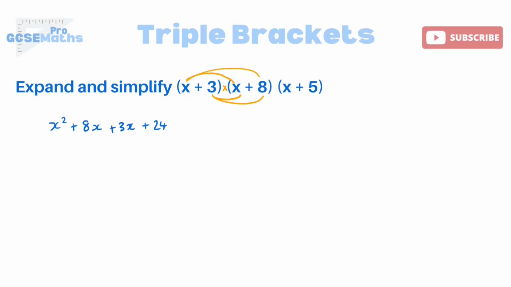So I've expanded that. Expand is always step 1, isn't it? Now, before I deal with this final bracket, I'm going to simplify this because, as you know, we should end up with these two terms in the middle that we can simplify. So I'm going to do x squared, obviously 8x plus 3x is 11x, and plus 24. So now it's a little bit smaller, we've only got 3 terms to deal with.